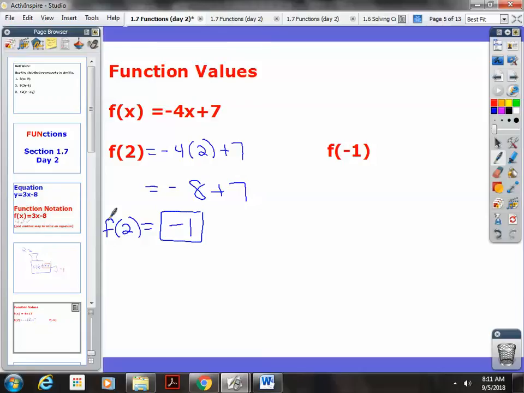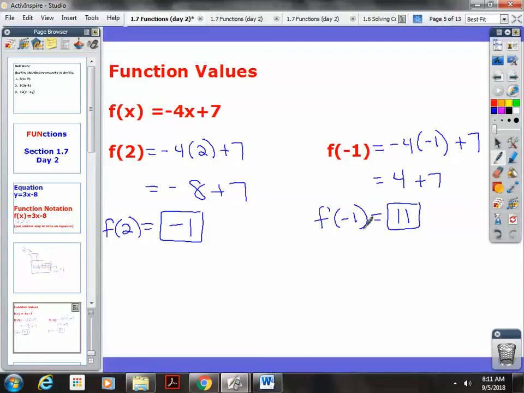Let's try f of negative 1, please. So this time into my function, I'm taking out x, and what am I putting in? Negative 1. Negative 4 times negative 1 plus 7. Okay, so the first step is simply substitute in. Second step is to use the order of operations. Order of operations would tell us to multiply first. What's negative 4 times negative 1? 4. And 4 plus 7? 11. I could say f of negative 1 equals 11.